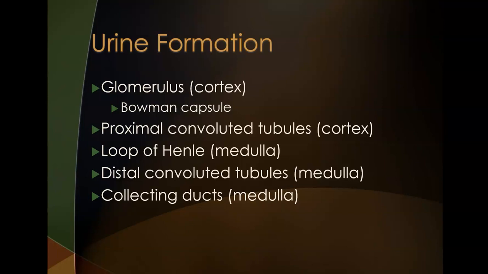Then the filtrate, which then becomes urine, is dumped into the collecting ducts, and the collecting ducts are going to carry the urine into the renal pelvis. I did note here the glomerulus and proximal convoluted tubule are usually located in the cortex, but the loop of Henle, distal convoluted tubule, and collecting ducts are closer to the medulla. But anyway, that kind of gives you an idea.